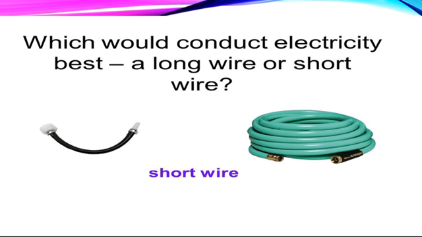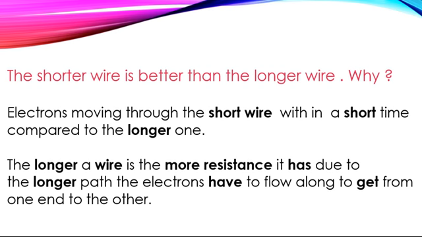And which would conduct electricity best, a long wire or a short wire? Yes, of course, the short wire. Why is the short wire conducting electricity best? Why is a shorter wire better than a longer wire? Electrons move through the short wire within a short time, much faster compared to the longer one. But the longer wire takes time to move the electrons, the electric current. In the shorter wire, the electric current passes through in a short time.